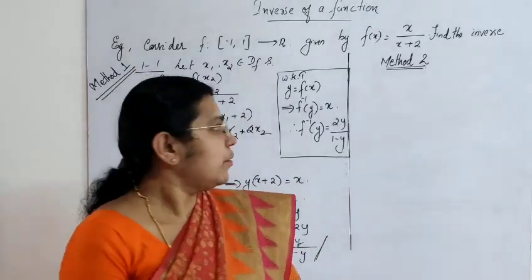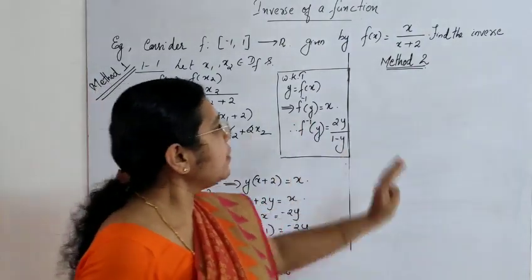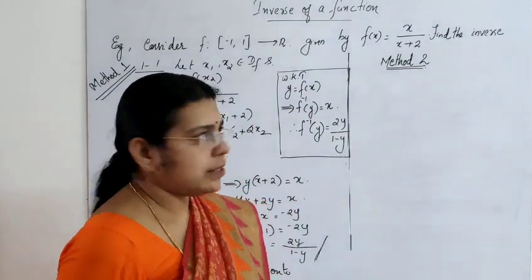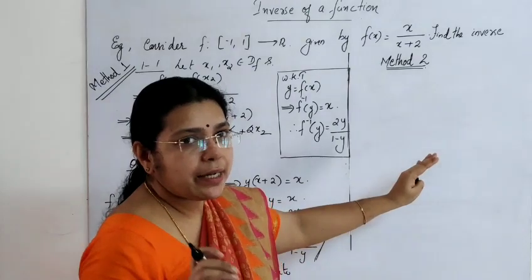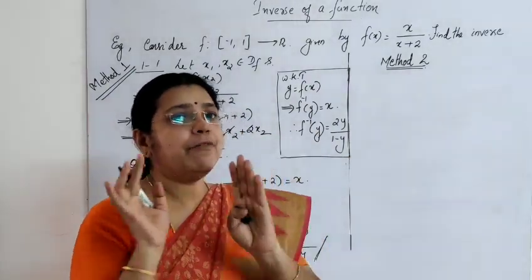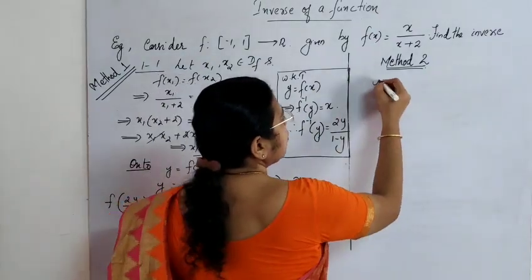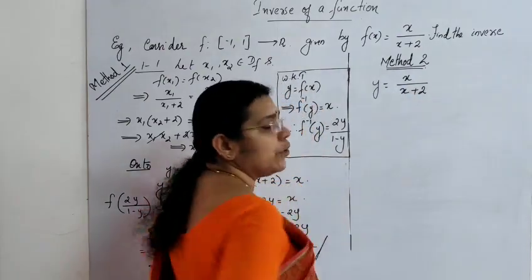Okay. Now coming to the second method. I hope the first method is clear. Coming to the second method, the first thing that you have to do is, as I told you already, we are finding GOF and FOG. So, in order to find GOF and FOG, the first thing is to express this function y is equal to x by x plus 2.